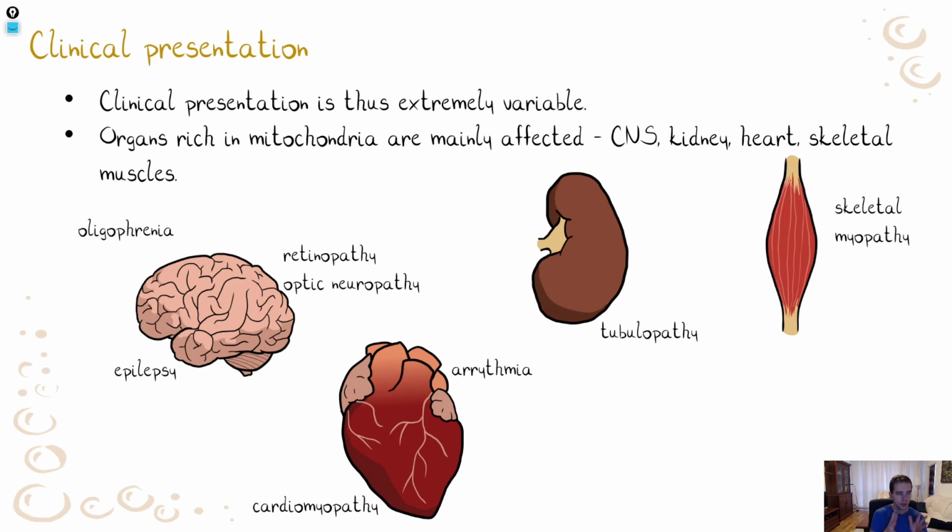But usually the organs that are rich in mitochondria are mainly affected, which is the CNS. Those patients often have oligophrenia, they are more prone to epilepsy, and very often they have problems with eyes. There is a retinopathy or optic neuropathy. The heart is very often affected. Those patients often develop cardiomyopathy or arrhythmias. They have kidney problems and skeletal myopathy.